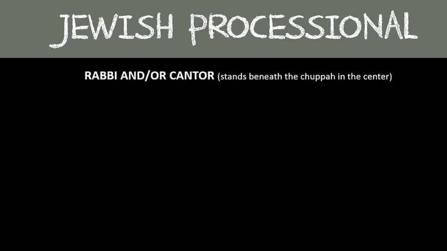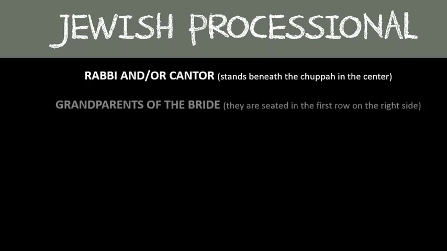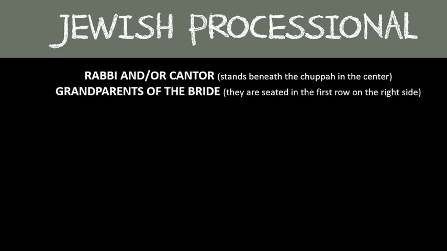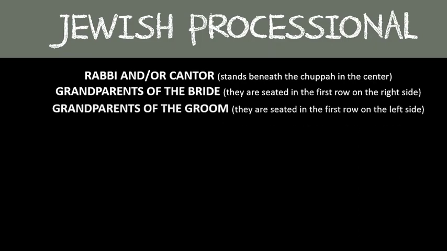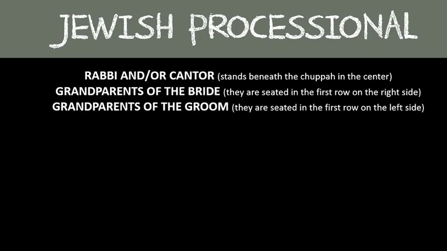Now, for a Jewish processional, the rabbi and the cantor would stand beneath the chuppah in the center. Then the grandparents of the bride walk down. They are seated in the first row on the right side. The grandparents of the groom are walked down and they're seated in the first row on the left side.